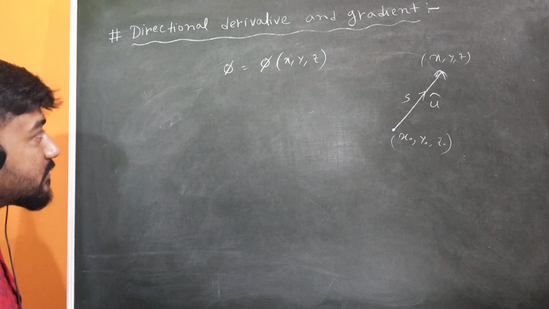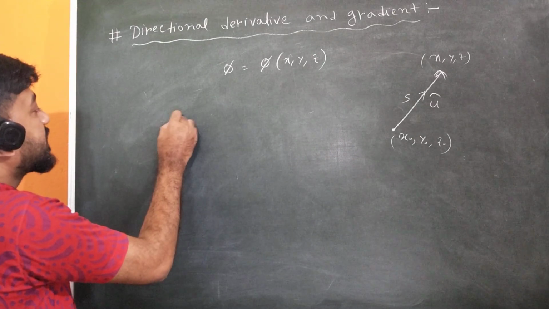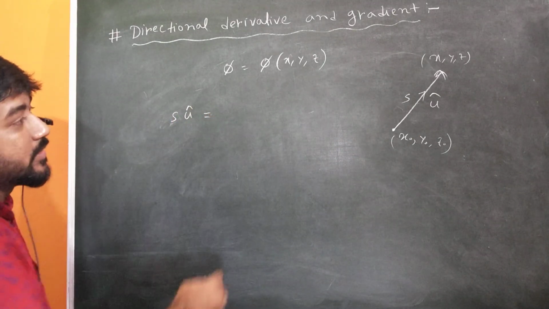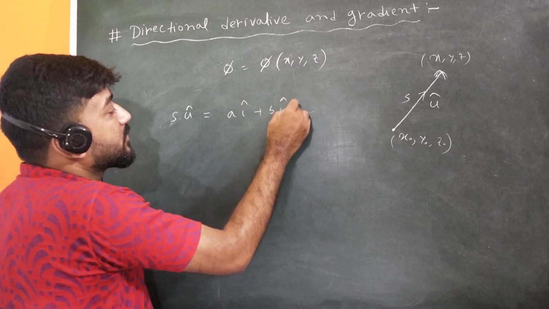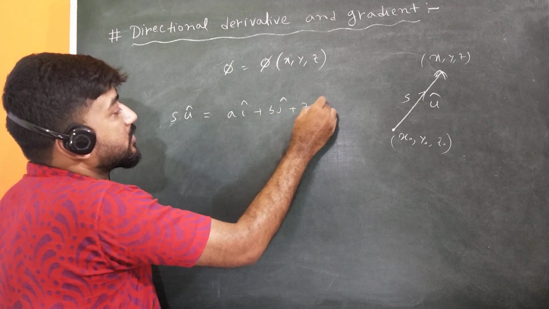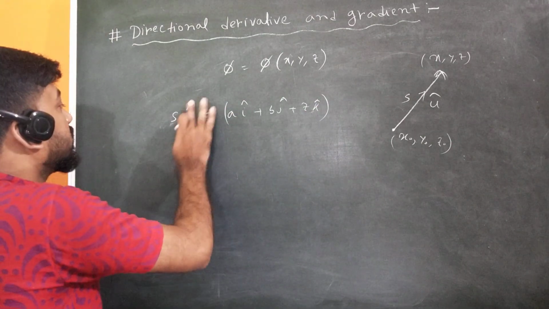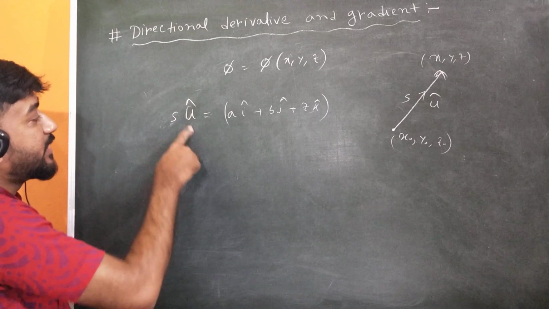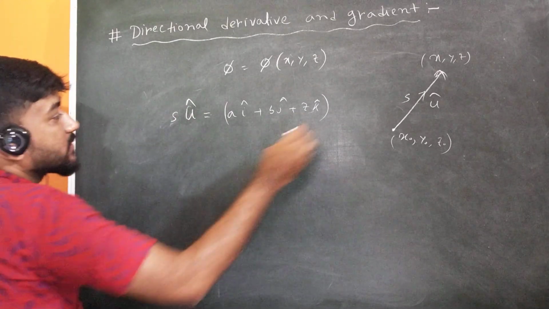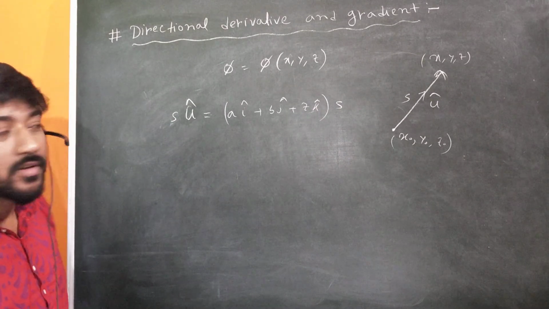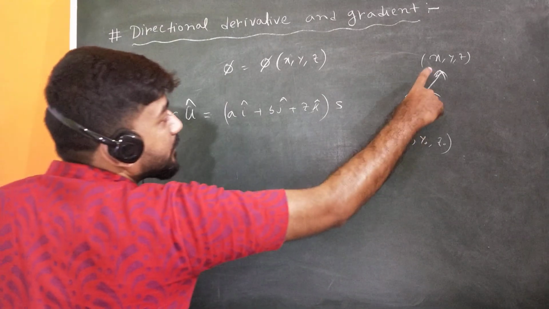So what will be the vector along this direction? That is s u cap, and let me take the unit vector in general as a i cap plus b j cap plus c k cap. This is the unit vector u cap, and the vector is this unit vector times s, where s is the magnitude. And mathematically you know what the vector s u is.